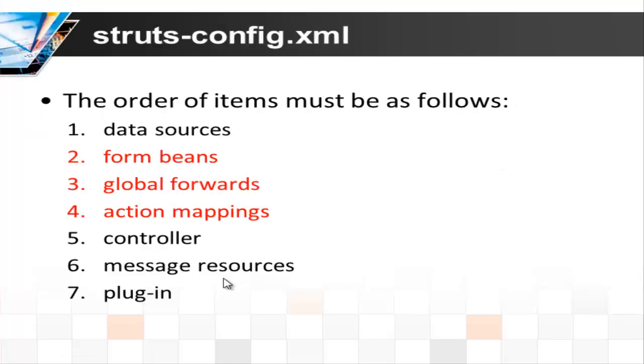Now let's look at the different sections inside the struts-config.xml. Altogether there are 7 sections. The first one is data sources, then form bean, global forward, action mapping, controller, message resources and plugin, out of which form bean, global forwards and action mapping are the generally used ones. The others are there, but we usually don't touch them except in rare cases. Whereas the form beans, the global forwards, and the action mapping are regularly used.